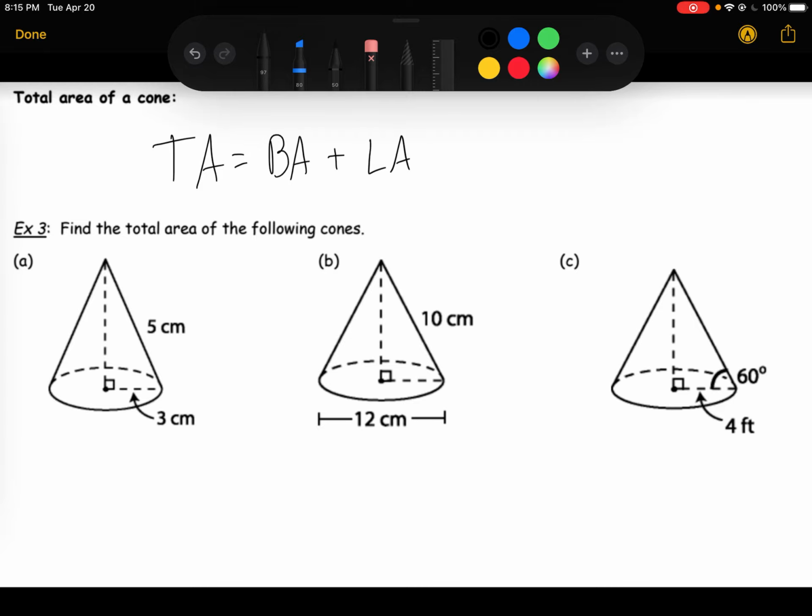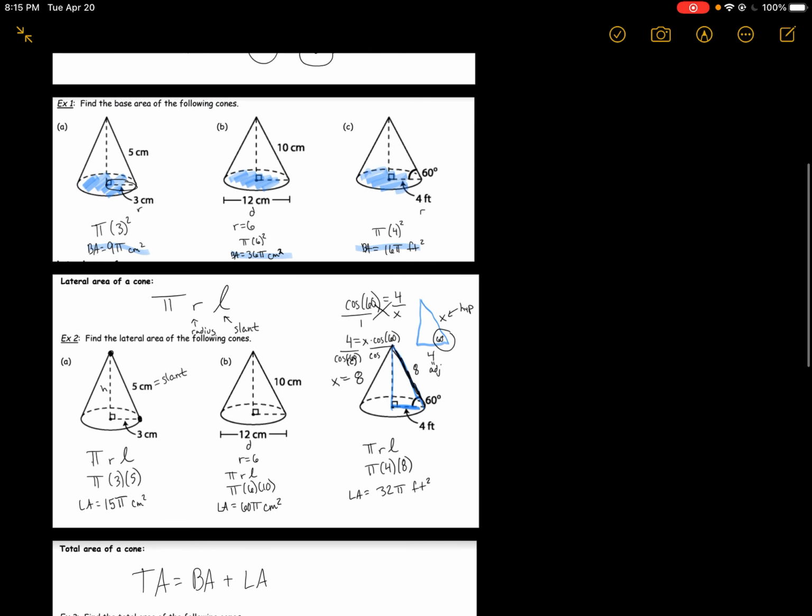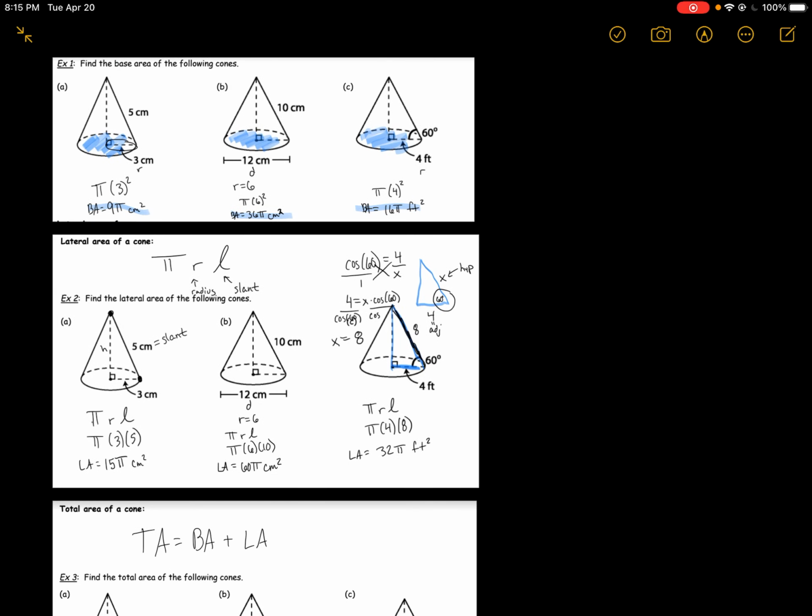So next, moving on to our total area, very similar to what we have done in the past. Once more, total area equals our base area plus our lateral area. So we can go back to these same example questions and see what we've done so far. For our first one, we had a base area of 9 and a lateral area of 15.